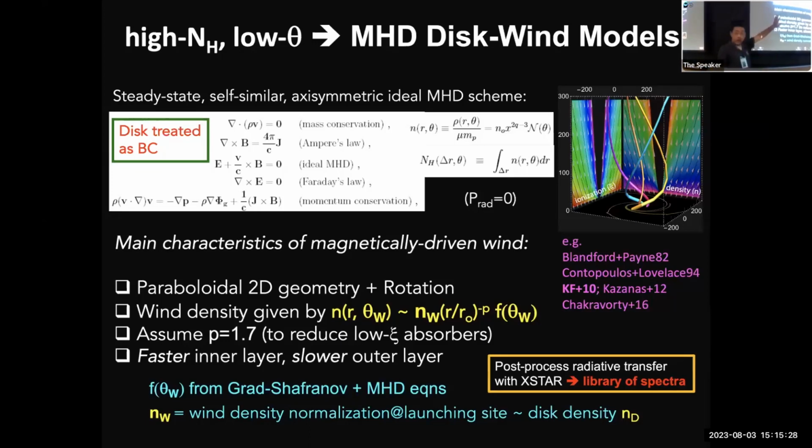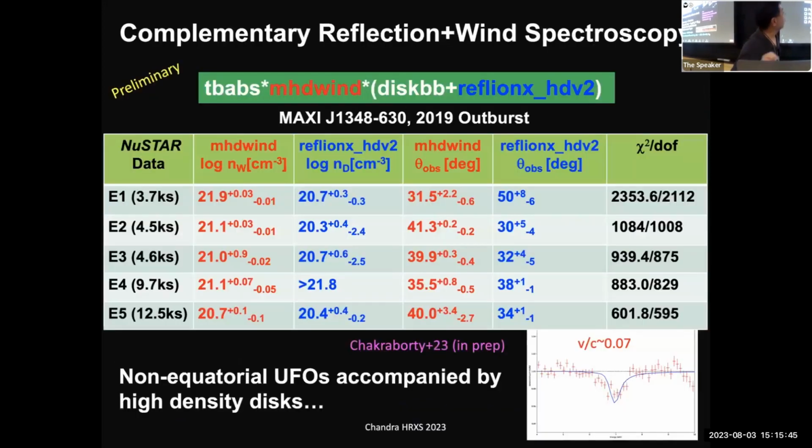So we solved the MHD equations to determine the global properties of the magnetic wind. And then we use XSTAR to do post-process photoionization to calculate the column densities, which allows us to calculate a library of synthetic spectra. With these two, we fit MAXI J1340 with absorption spectroscopy in red and reflection spectroscopy in blue, with the focus on density and inclination.